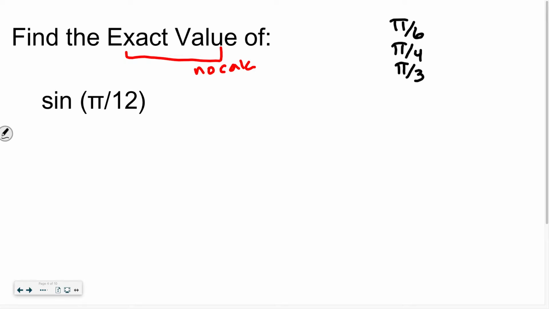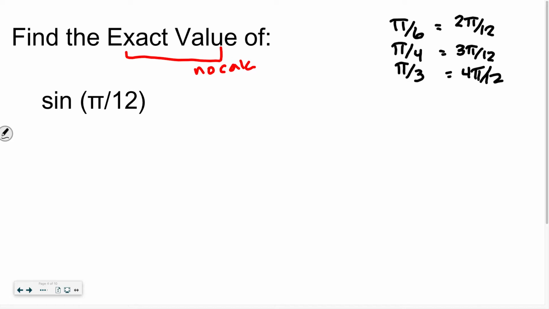And really to figure out which ones add or subtract to make pi over 12, I probably want to have denominators of 12. Okay, so I could get common denominators for each of these. This would be 2 pi over 12, this would be 3 pi over 12, and this would be 4 pi over 12. It makes it easier to find the two angles that you want. Can you come up with two angles that either add or subtract to give you pi over 12? Give me a pair.